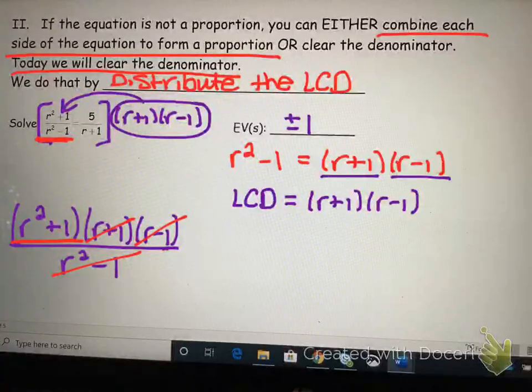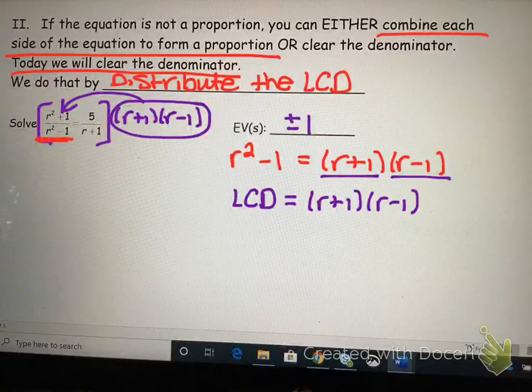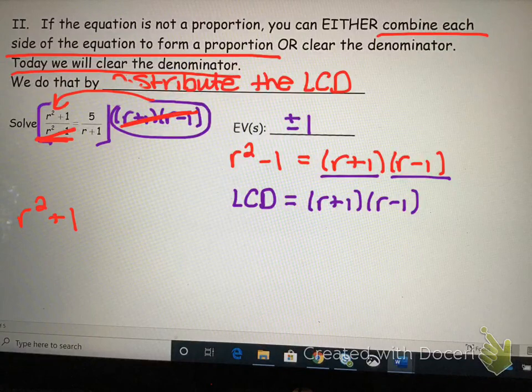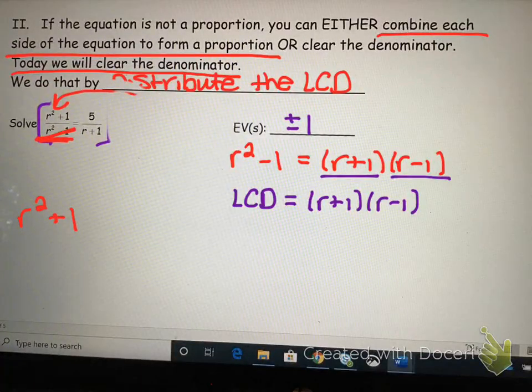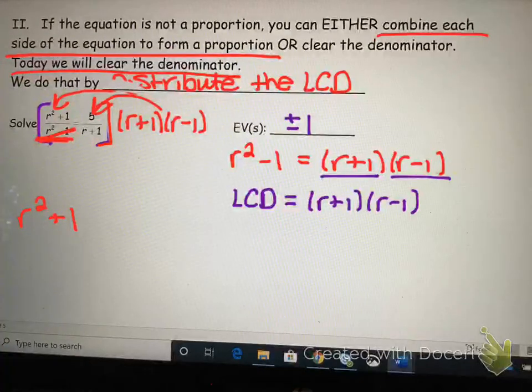Okay? And so like I said, normally we don't show that intermediate step. Normally what a lot of people just do mentally is when they distribute this to the left side of the equation, they simply go, okay, this denominator is going to cancel out with these two factors, and all that would be left would be the r squared plus 1. Okay? But then they have to repeat that process mentally because we haven't taken the r plus 1 and r minus 1 and distributed it to the right side of the equation yet.